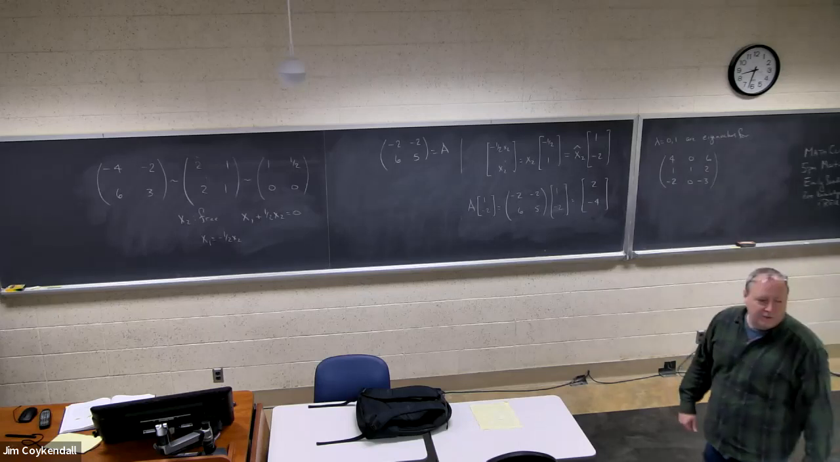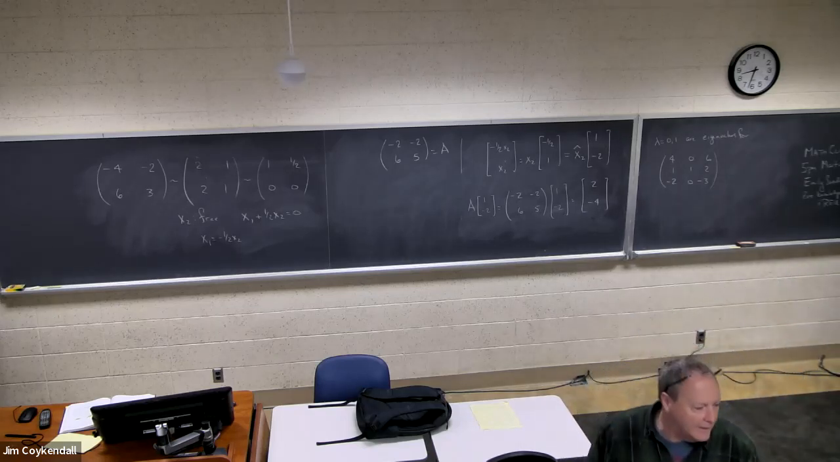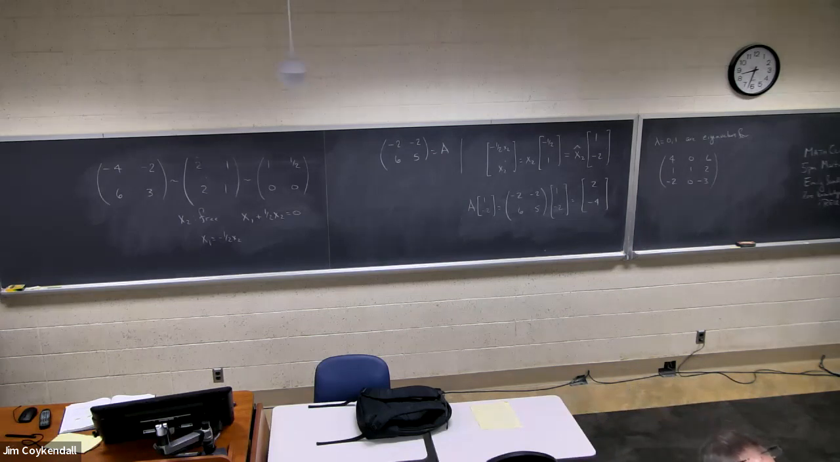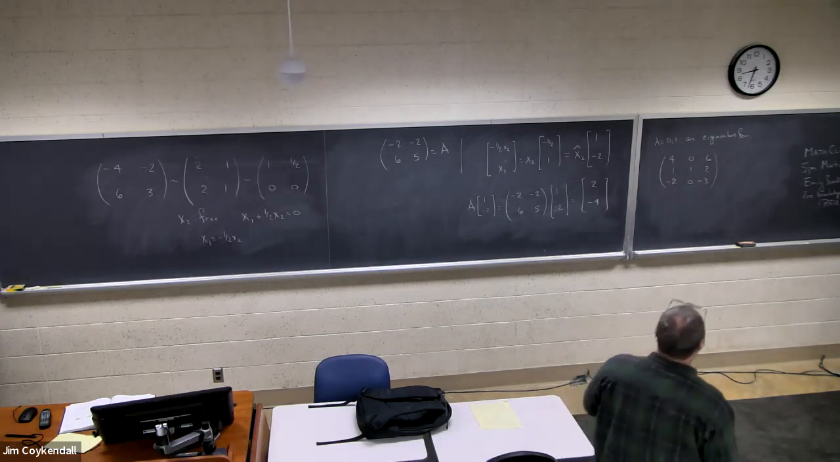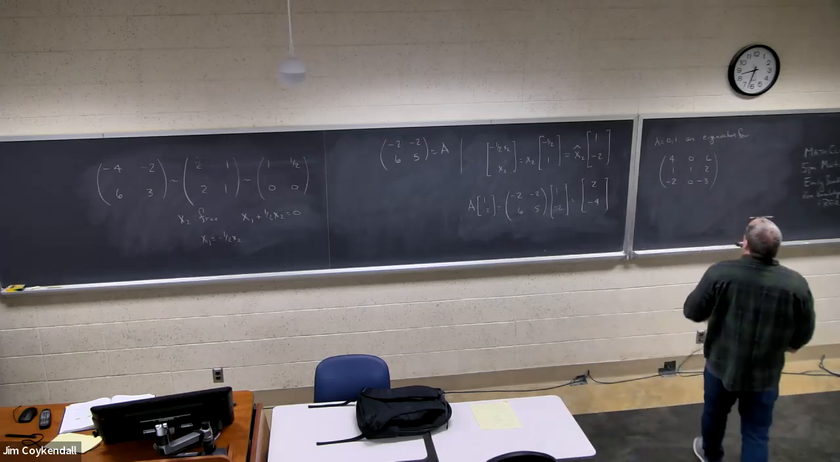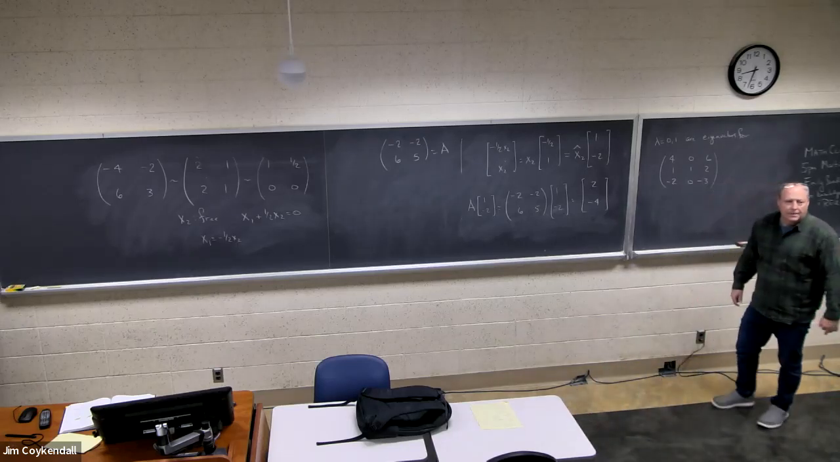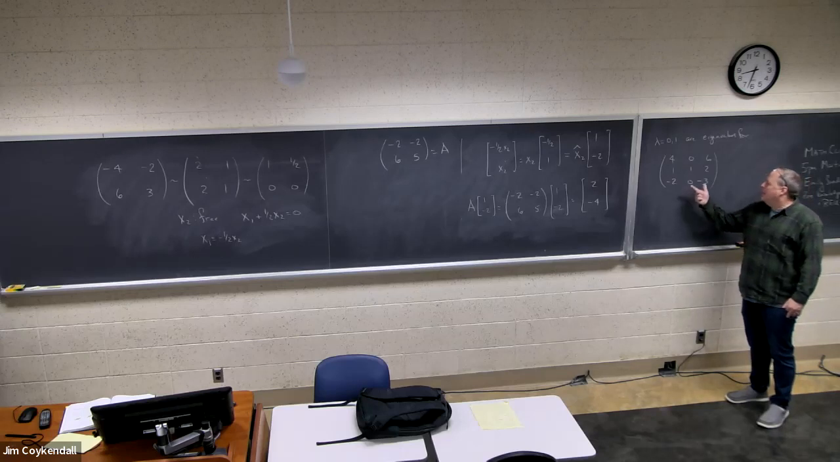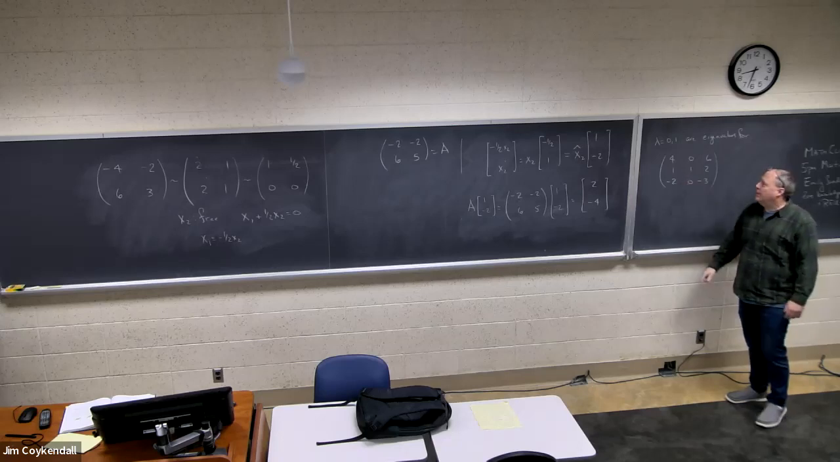Look at this matrix here. Does anybody notice anything about it? What's the determinant of this? 0. A lot of people are saying 0. How do you know that? Right. This row is -2 times the bottom row. So the determinant is 0.